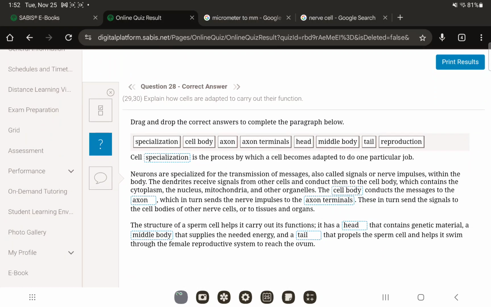Next, the structure of a sperm cell helps it carry out its functions. It has a head that contains genetic material, a middle body that supplies the energy needed, and a tail that propels the sperm cell and helps it swim through the female reproductive system to the ovum. So this is a general summary of sperm cells and how they work.